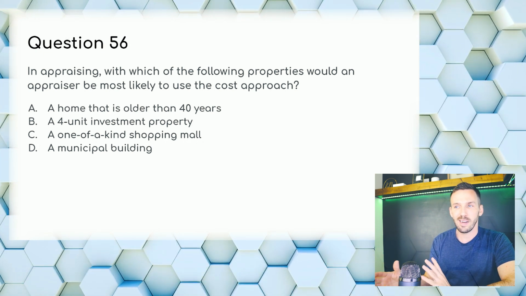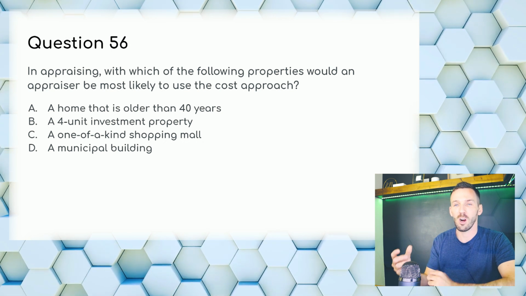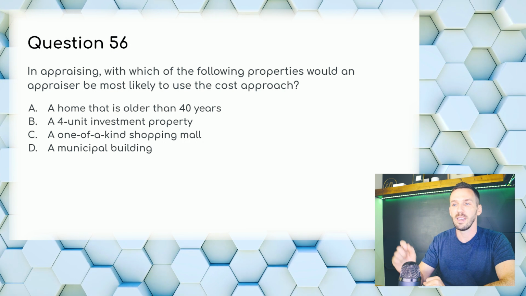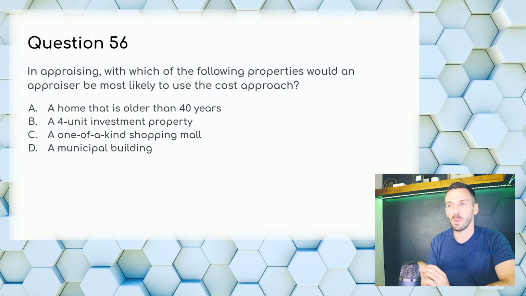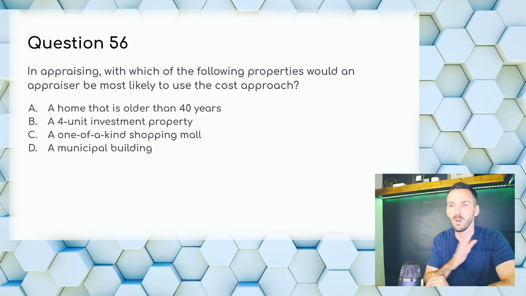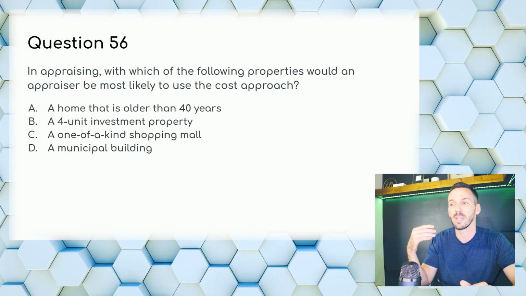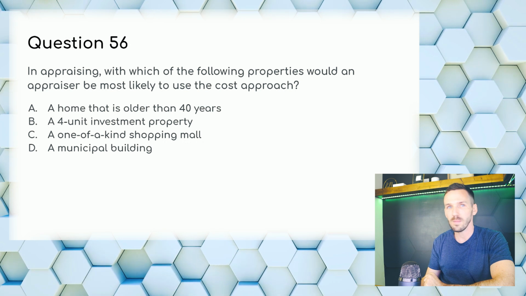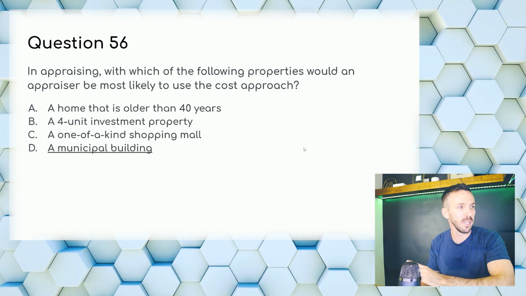So A is a standard comparison approach. B and C are income approaches because they are money generators. D is a government building. There's probably only one like it, and although the government sucks up your money, they aren't really income generators. They're not supposed to be. So the answer here is D, a municipal building.